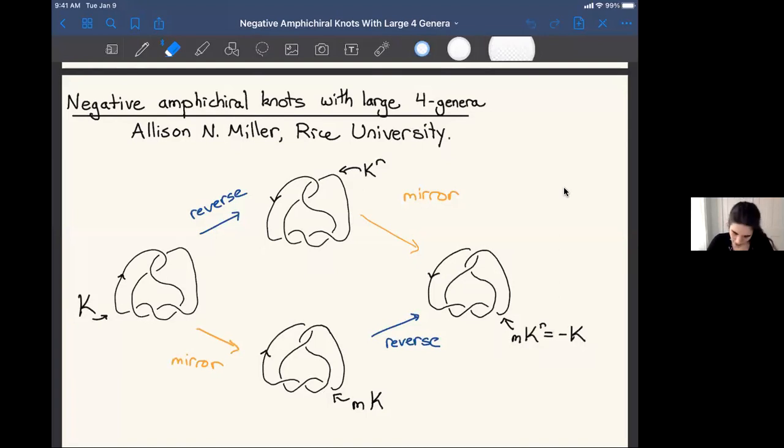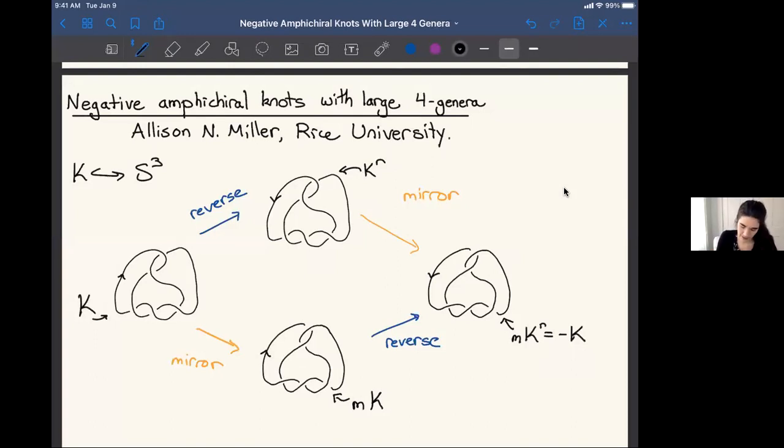So I want to tell you about examples of negative amphichiral knots with large 4 genera. And to start off, I want to remind you or tell you that given a knot K in 3-dimensional space, we're always thinking about both the knot K and the 3-manifold S3 as having orientations of their own. And so by reversing one or both of those orientations, we get up to sort of 4 different related knots.